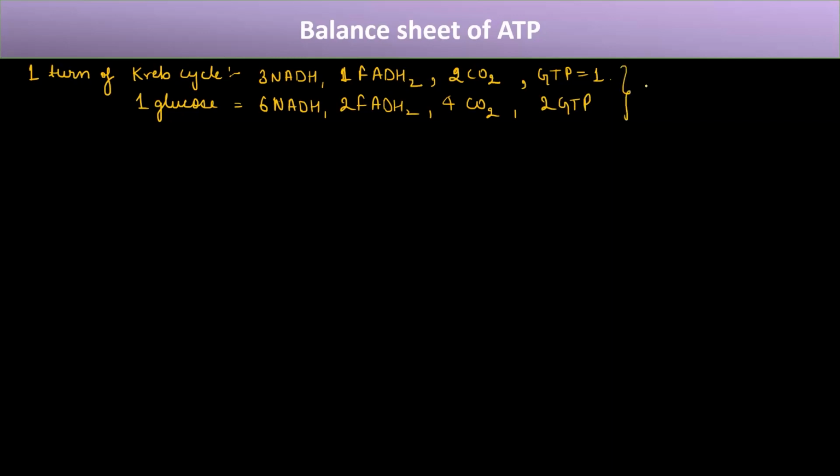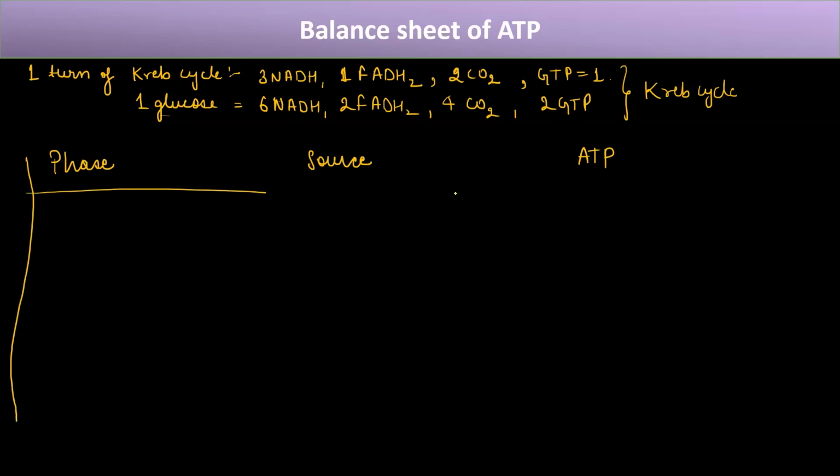So this is for the Krebs cycle. From one turn it will happen, but for one glucose in the Krebs cycle, this will be produced. Okay, now let's see, starting from glycolysis till the Krebs cycle, how many ATPs are produced. So we can write the phase and then the source and ATP.